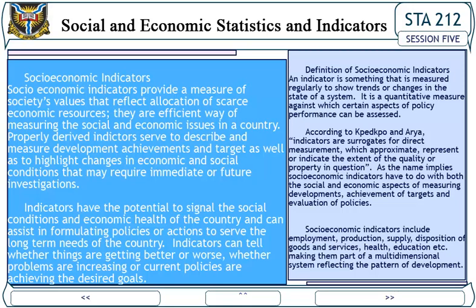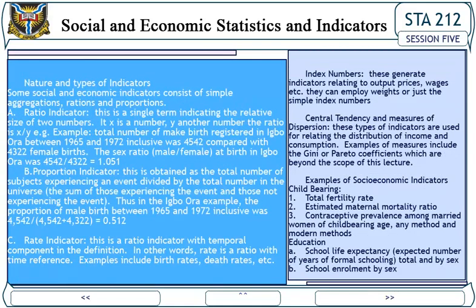Socio-economic indicators include employment, production, supply, disposition of goods and services, health, education, etc., making them part of a multidimensional system reflecting the pattern of development. Nature and types of indicators. Some social and economic indicators consist of simple aggregations, ratios, and proportions. A. Ratio indicator. This is a single term indicating the relative size of two numbers.